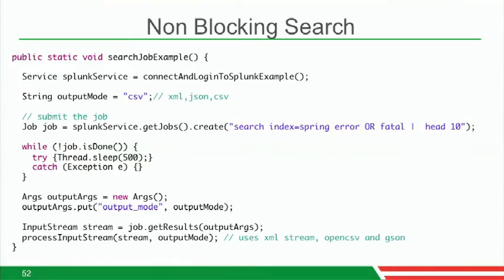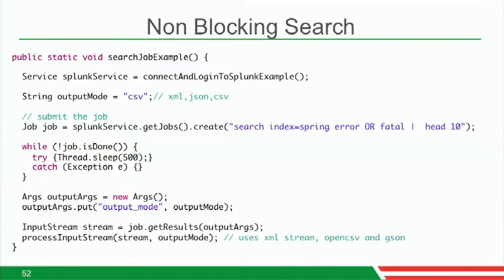So again, I'm going up here now, and I'm actually submitting my search job into Splunk. And again, just a very trivial search here. I'm just looking for all errors or fatals in the Spring Index and returning the first 10. But the cool thing is this returns immediately. Okay, so you can go off in your code and do something else.